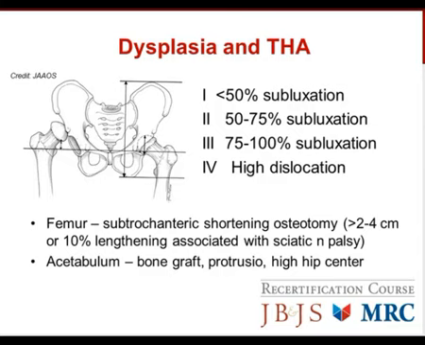The way we treat this, or get around this concern with total hip arthroplasty, is to perform a subtrochanteric shortening osteotomy. So again, the patient with a Crowe 4 or high dislocation needs a subtrochanteric shortening osteotomy of the femur at the time of total hip arthroplasty to avoid excessive lengthening and nerve concerns.